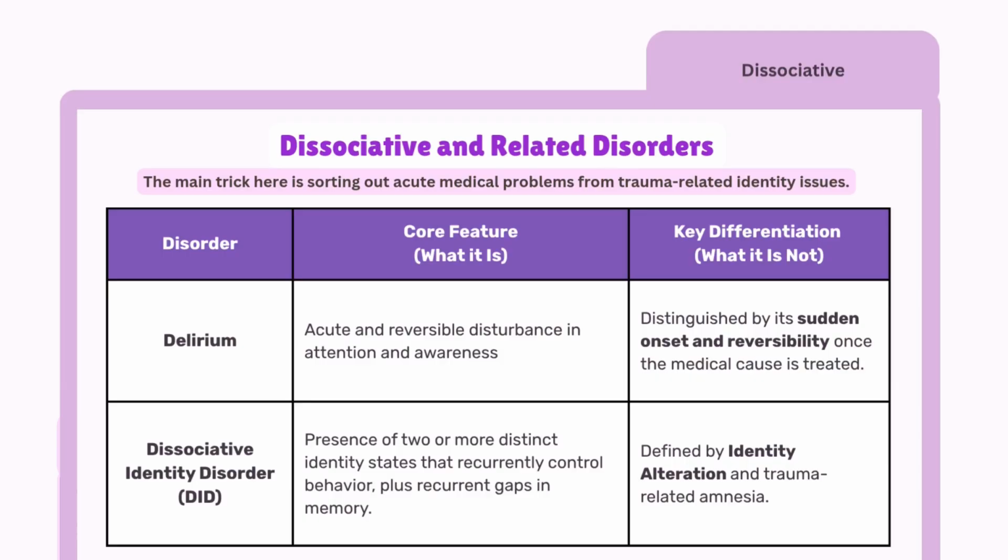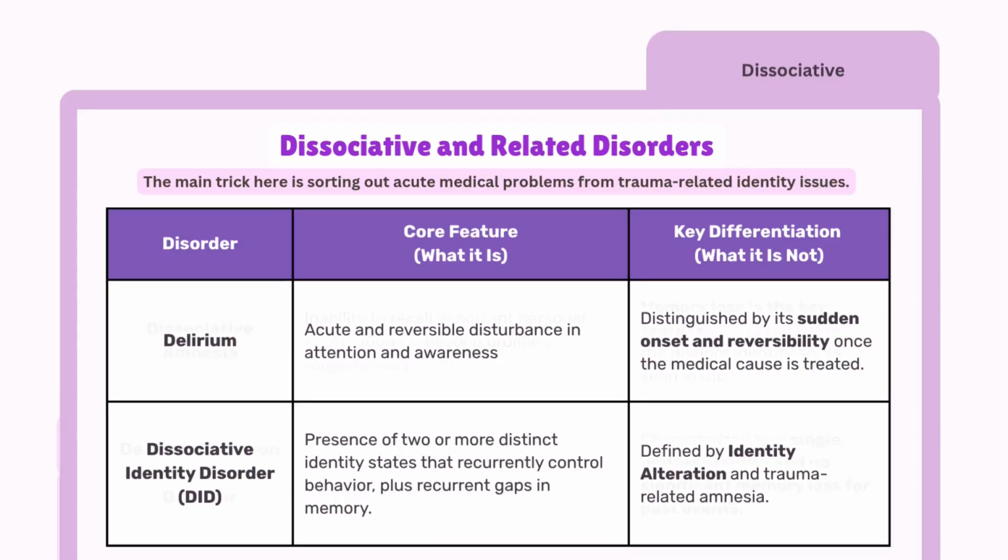The defining feature here, then, is identity alteration. As mentioned in the vocabulary, the person genuinely experiences themselves as different, separate people or identities, often called alters, that can take over control. You also see significant memory gaps for everyday, non-traumatic events, which is directly linked to the switching between these identity states. So it is much more than just memory loss.